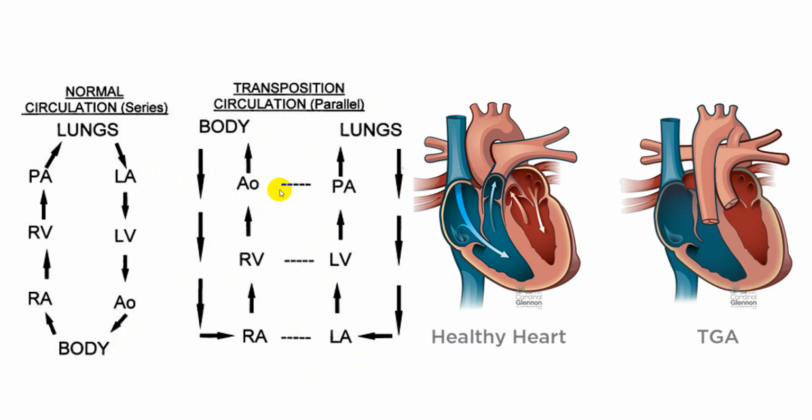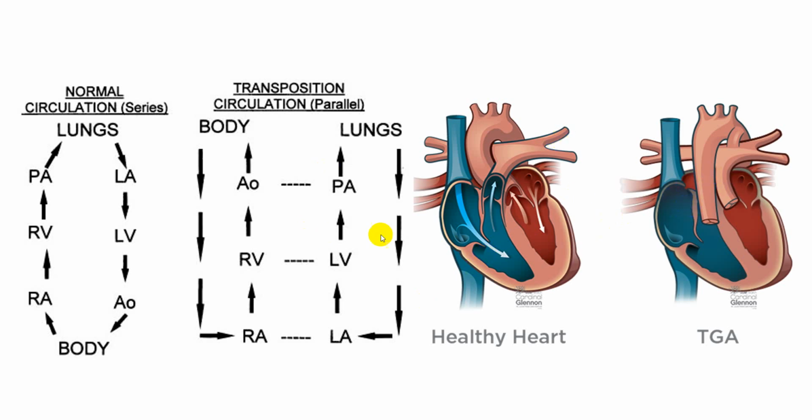So mixing can occur between the aorta and pulmonary artery through a patent ductus arteriosus, and could be between the right ventricle and left ventricle through a VSD, or between the right atrium and left atrium through an ASD. So presence of PDA, ASD, VSD is essential for survival in patients with transposition of the great arteries, to make some sort of mixing between oxygenated and deoxygenated circulation.